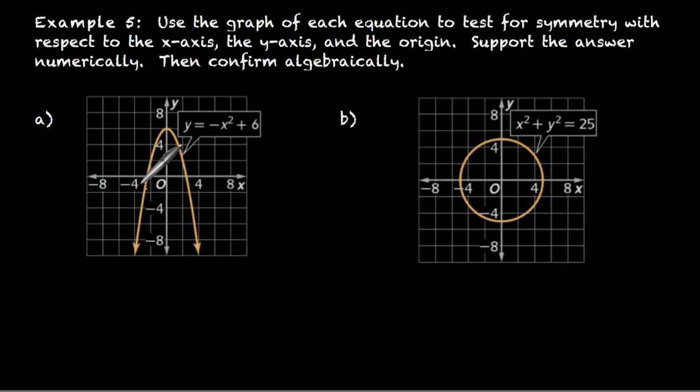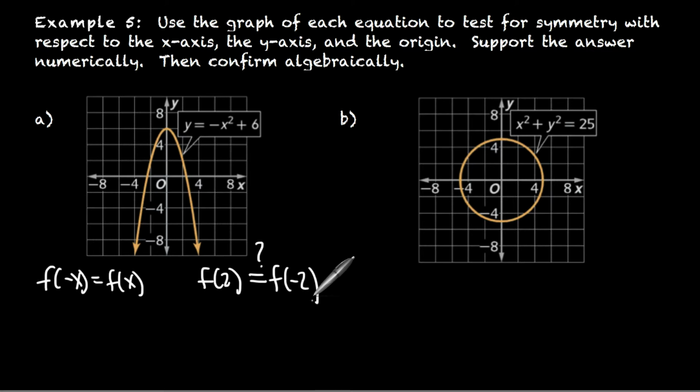Okay, here in this example, we see that this first graph appears to have symmetry about the y-axis, because it looks the same on the right as it does on the left. But we're going to test this out by picking a random number. As you remember, the test for this is that f of negative x must equal f of x. So I'm going to pick 2. So the question is, does f of 2 equal f of negative 2? Well, let's see.